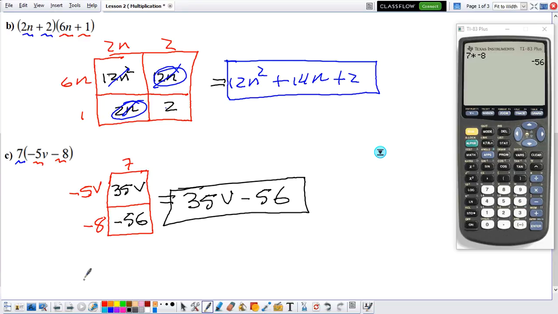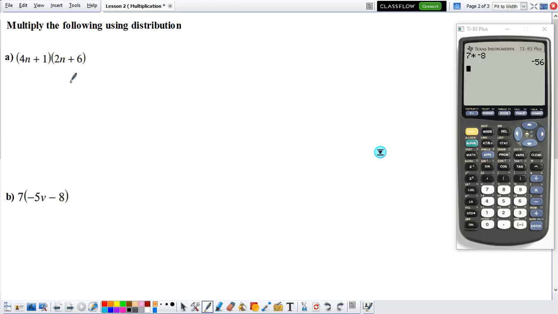Now, the second method that I want to discuss is the method that you're more familiar with, which is distribution, or you might learn it as FOIL.